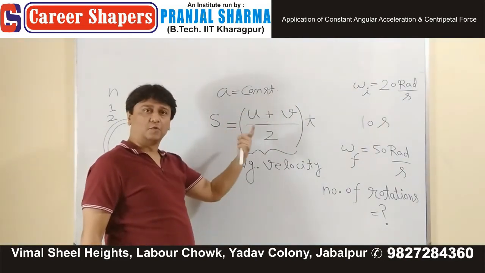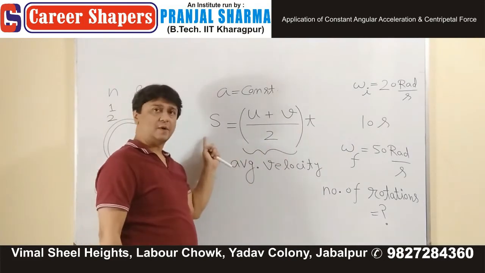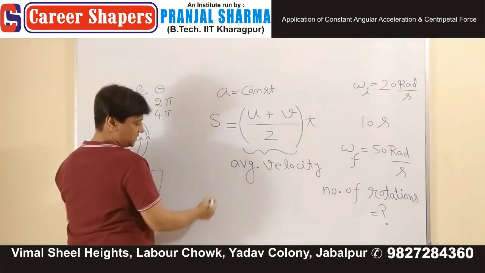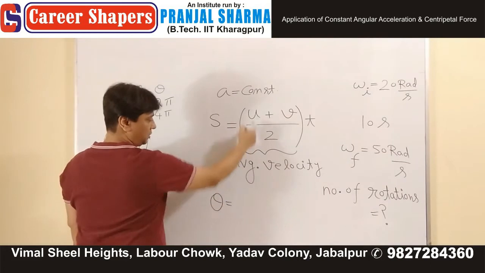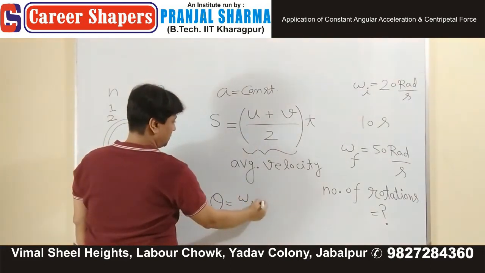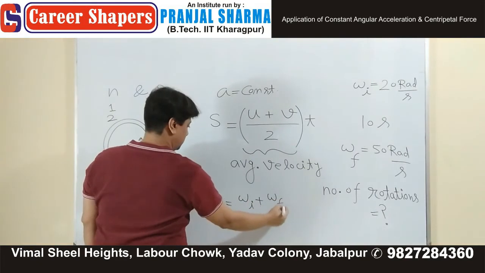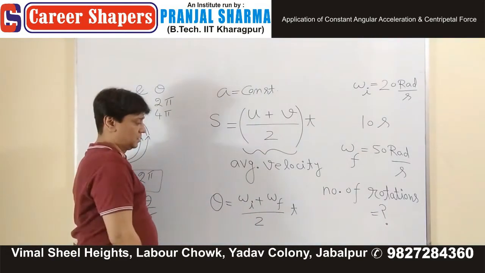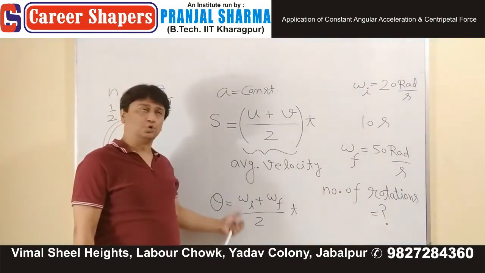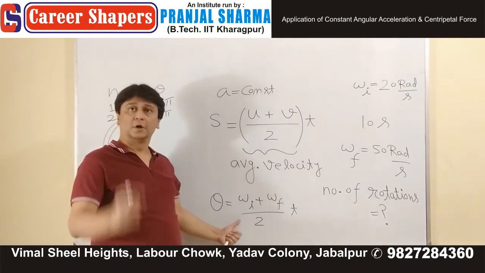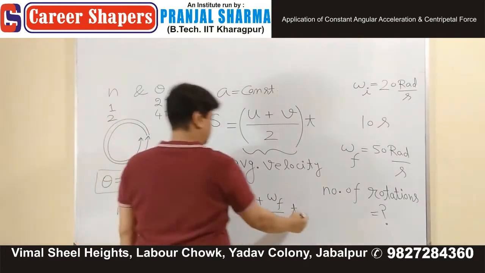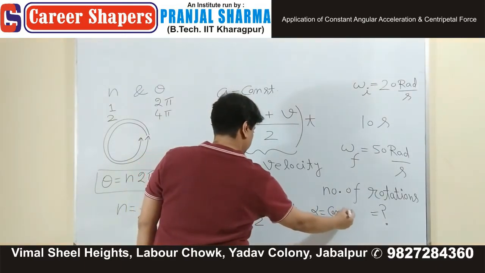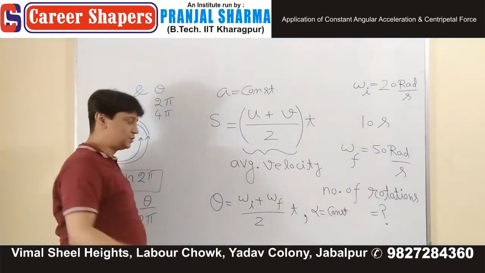What is average velocity always? Displacement divided by time. Well, we have done these things in kinematics. This s becomes what? Theta. u becomes omega initial. v becomes omega final, divided by 2, multiplied by t. This is the circular motion equivalent of this equation, provided alpha, angular acceleration, is constant. Which means you know that.